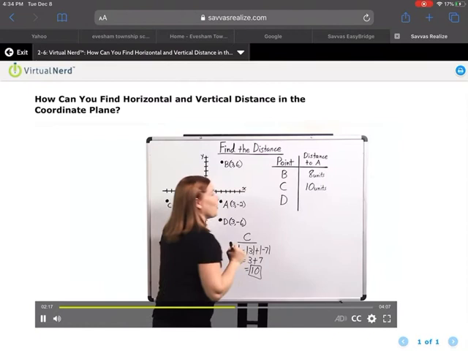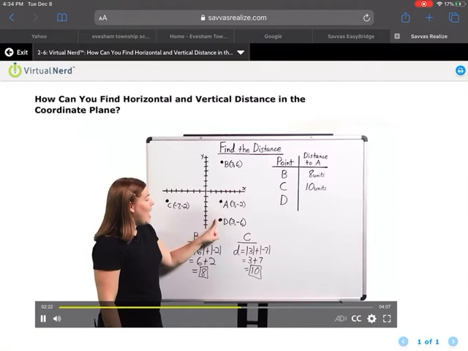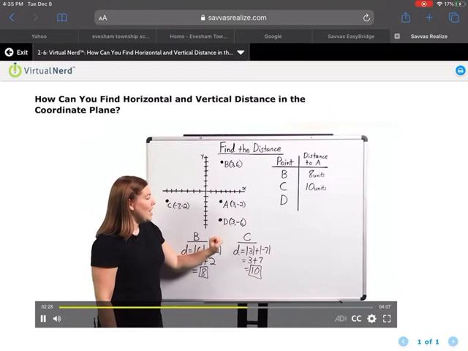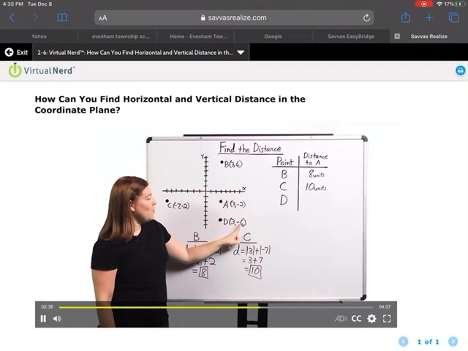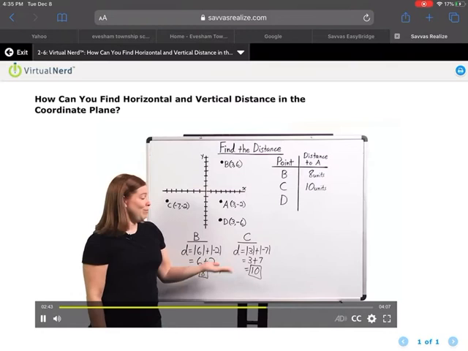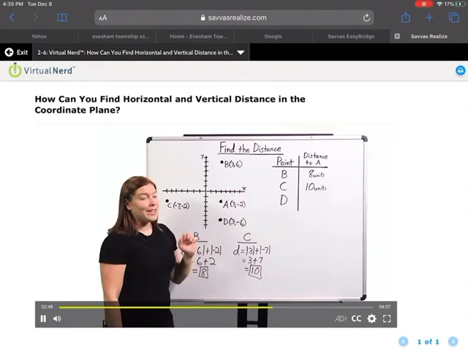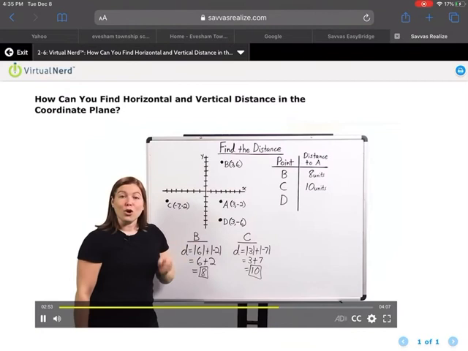Okay, last one. The distance between A and D. Well, let's see if that trick will work. A has coordinates (3, -2), and D has coordinates (3, -6). We have the same x-coordinate. We're off to a good start. But how about those y-coordinates? -2 and -6. Uh-oh, those are the same sign, not opposite signs. So our trick won't work. But A and D do line up vertically, so we can count this distance. We have a distance of 1, 2, 3, 4 units.